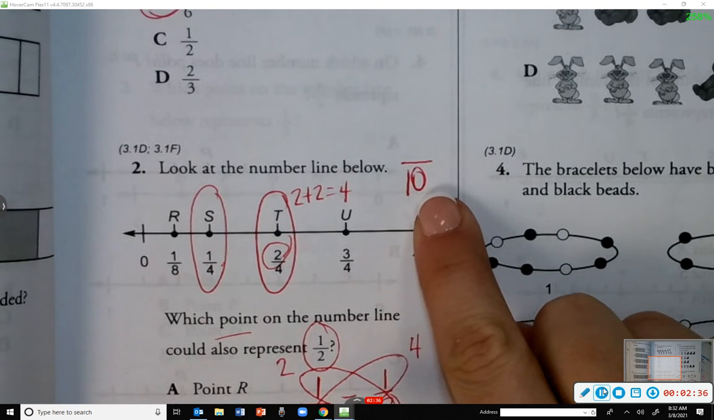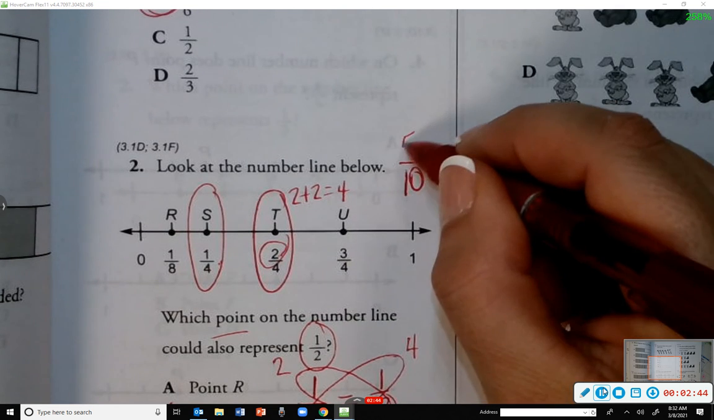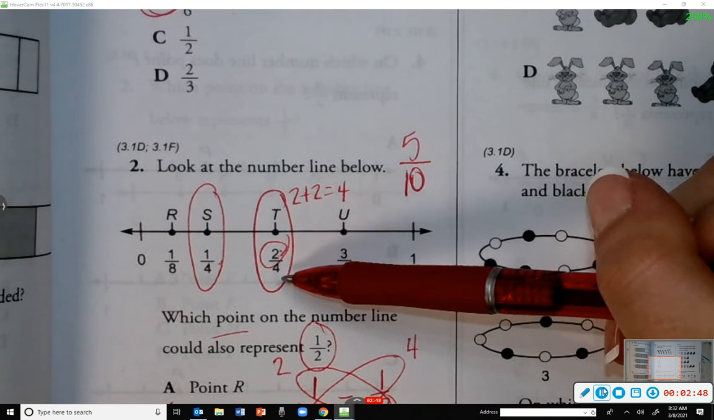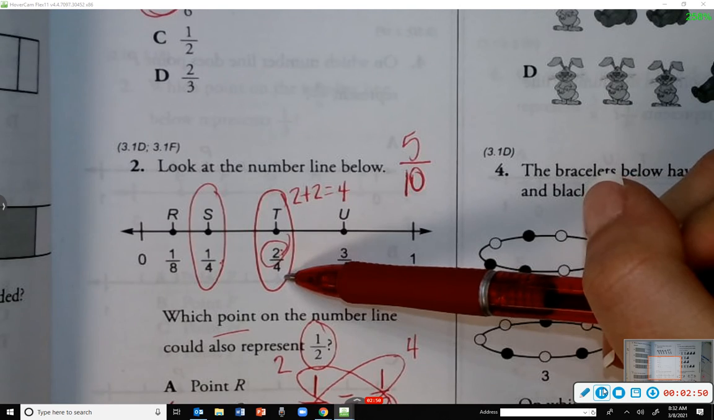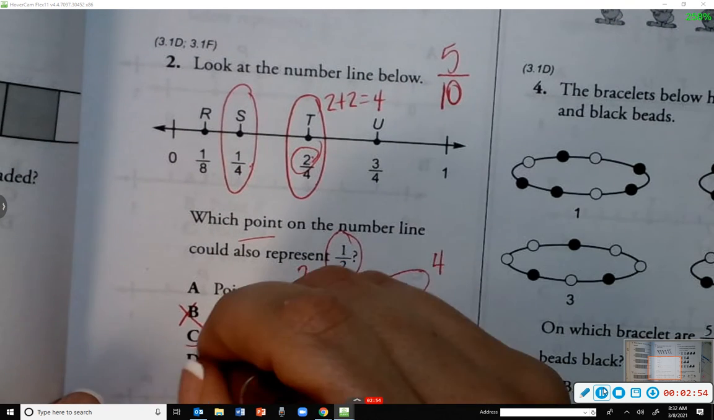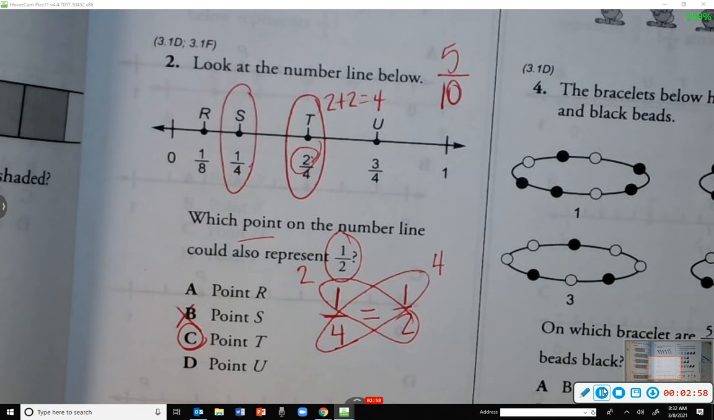So even if I just am given 10 as the denominator, I can tell what is equal to 1/2 because 1/2 of 10 is 5. Okay? So 2 is 1/2 of 4, so 2/4 has to equal 1/2. So point T should have been your answer. So there's several ways you could have checked that. The numerator should be half the denominator.